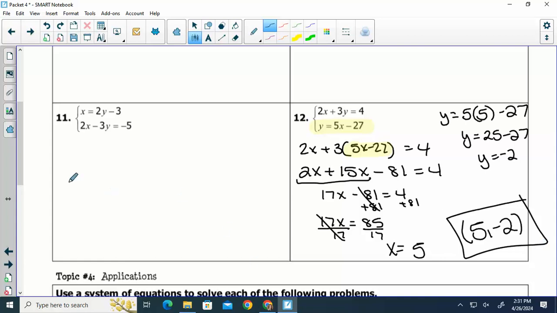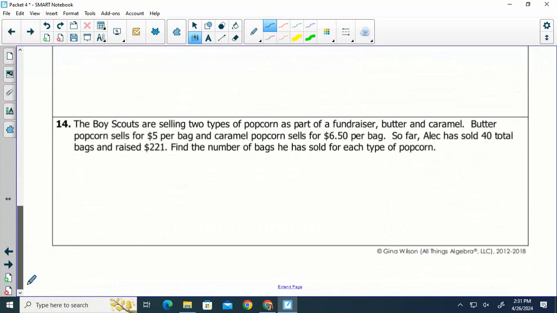Let's look at 14. And we'll practice another elimination problem with this. So the Boy Scouts are selling 2 types of popcorn as part of a fundraiser, butter and caramel. Butter popcorn sells for $5 per bag and caramel sells for $6.50 per bag. So far, Alec has sold 40 total bags and raised $221. Find the number of bags he has sold for each type.